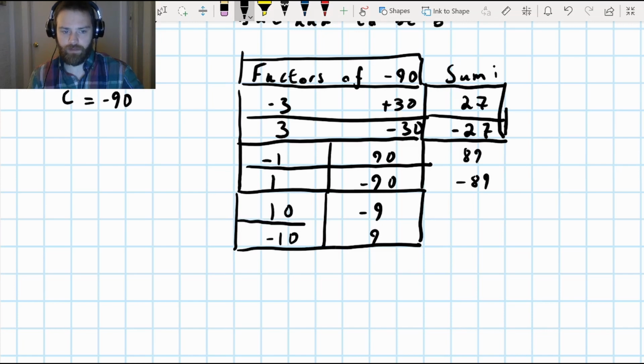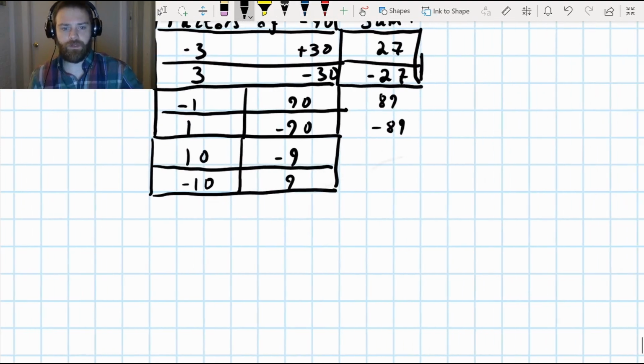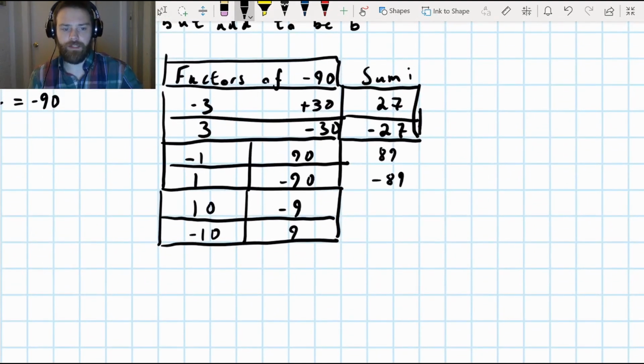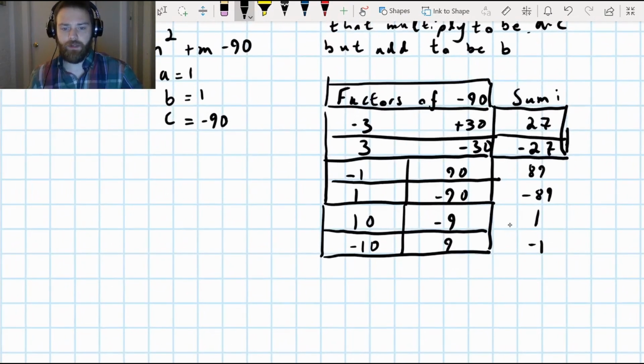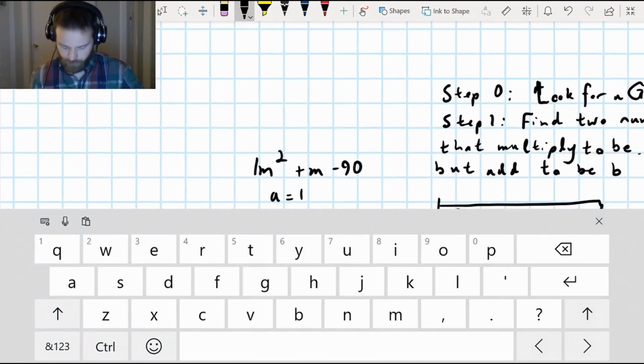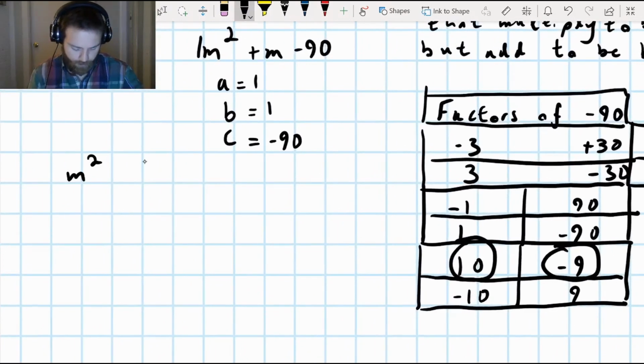And there are more factors than just that. You could do 5 and, I don't know, some other number. I think 5 and 18, yeah. But positive 10 minus 9 is positive 1. Negative 10 plus 9 is negative 1. So we've actually found our b term. So our b term was 1, and this sum is 1. So that means that the factors that we're going to split the variable term into are 10 and negative 9. So I'm going to come over here and split my variable term.